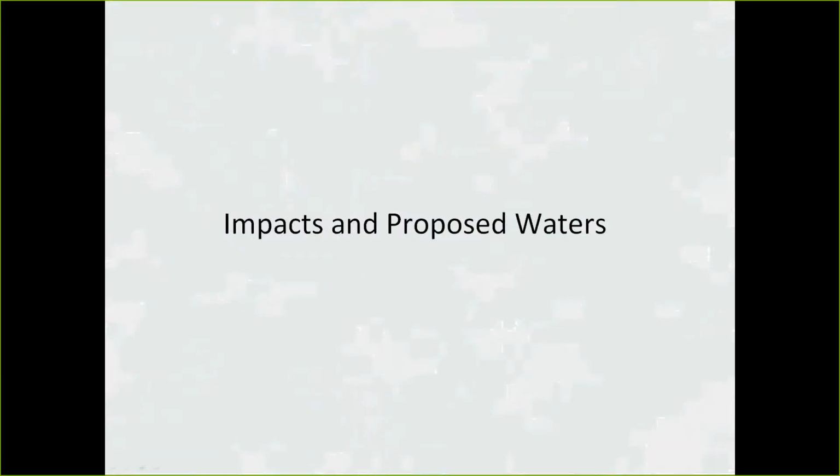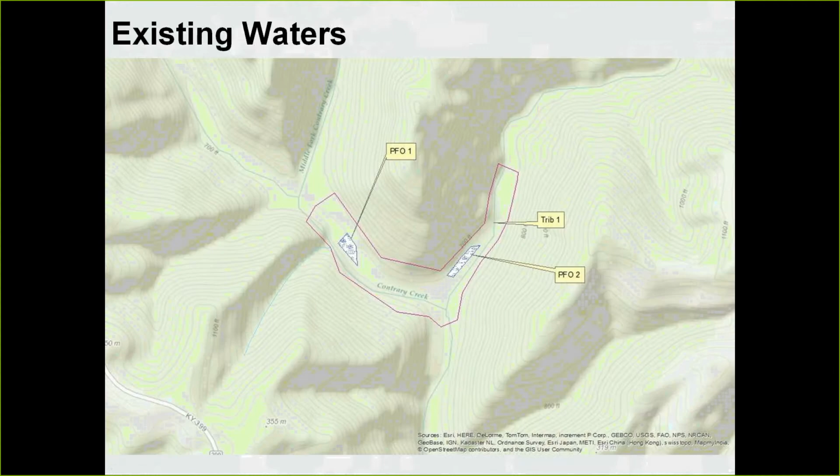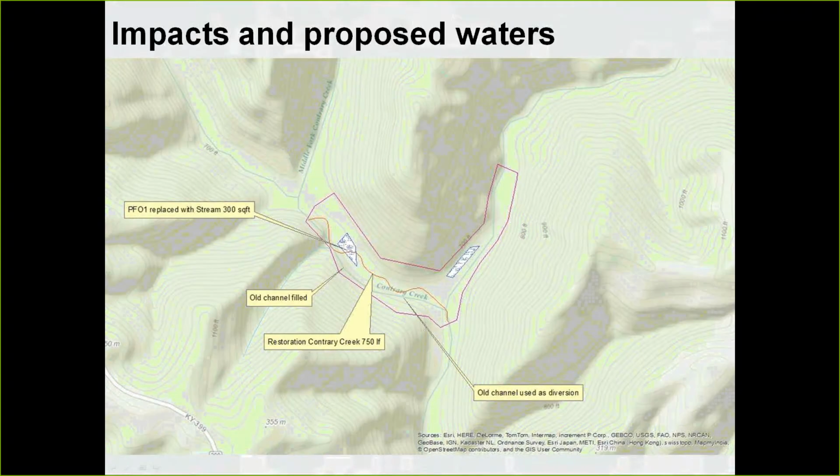Next, we must describe our project impacts and proposed waters. We begin with a figure of our existing waters. We are proposing a restoration project here on Contrary Creek and are relocating it to the center of the valley. Even though the project will be beneficial, there are some impacts associated with it. First, the old channel on the side of the hill will be filled, and we're relocating the stream, which results in a 300 square foot impact to forested wetland 1. Additionally, we need to construct a temporary haul road, and it also has a small temporary impact to PFO 1 as well in the form of fill.